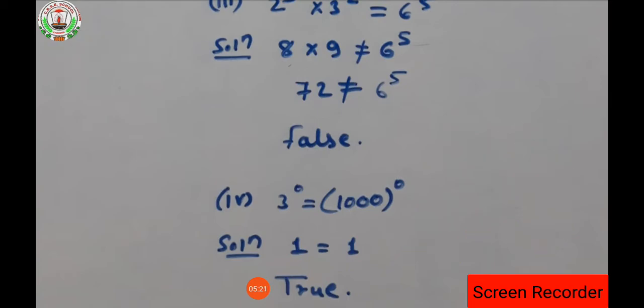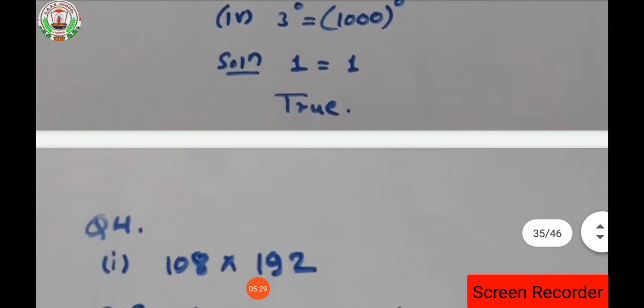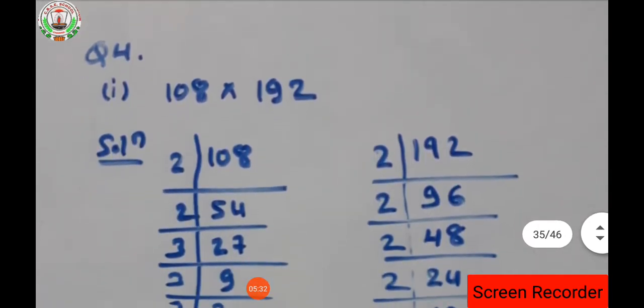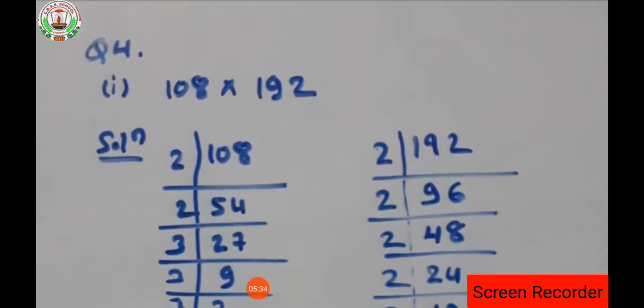So among the parts 1, 2, 3 and 4 of question number 3, only the 4th part is a true statement, and the rest are false statements. Clear, everyone? Now question number 4 is the same as what we did in exercise 13.1. We have to take the factors of the number 108 and the number 192. Since it is given in the form of multiplication, their factors will be multiplied over here.